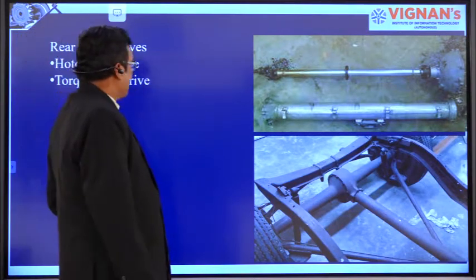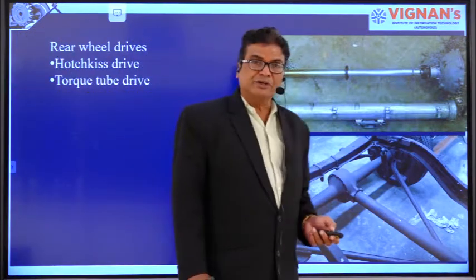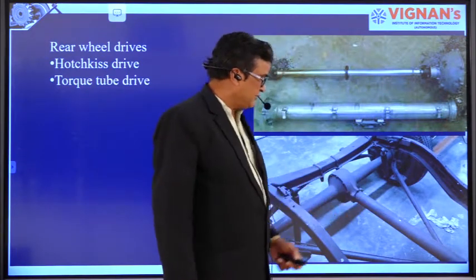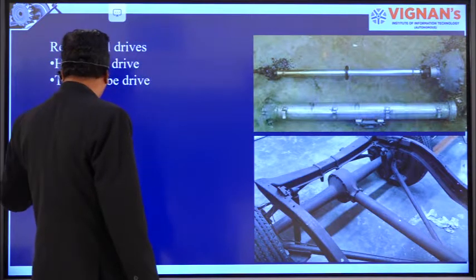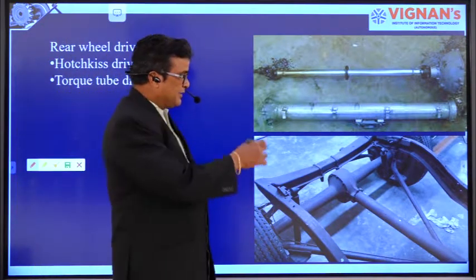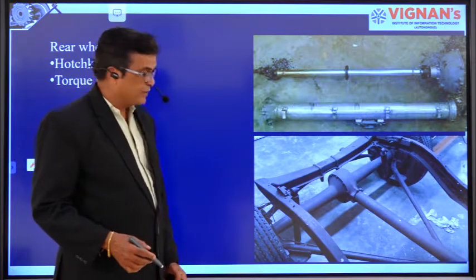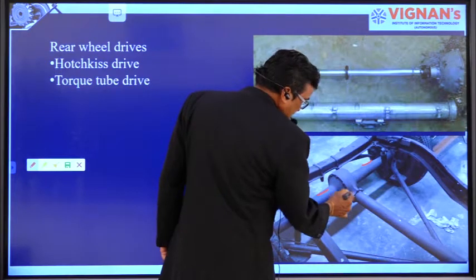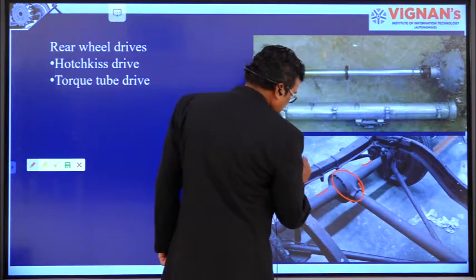Now, the rear wheel drives. What are the types of rear wheel drives? So here he has shown a propeller shaft in construction. This is the chassis of the automobile. This is the rear axle. This part is the rear axle, and this is the differential assembly.